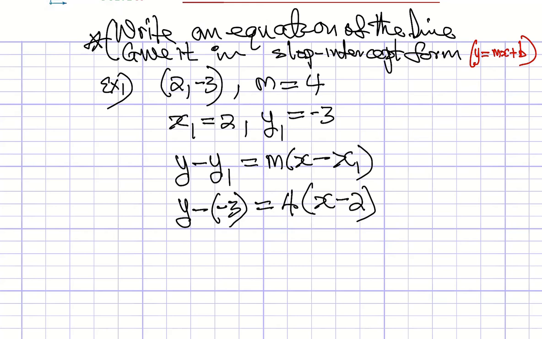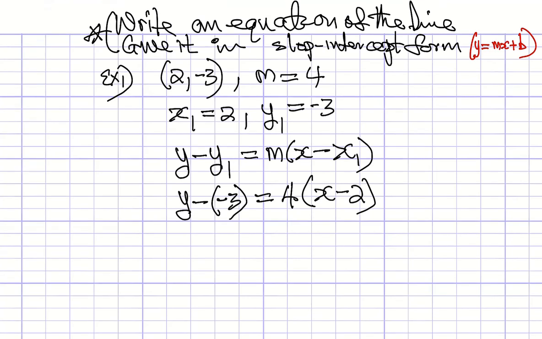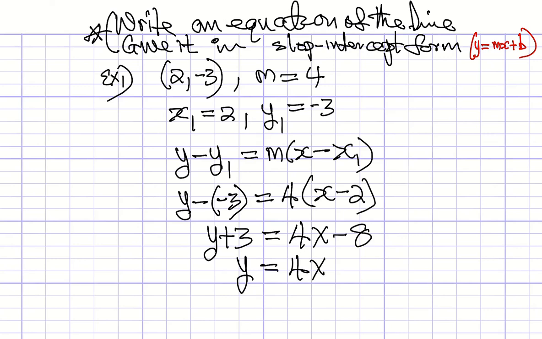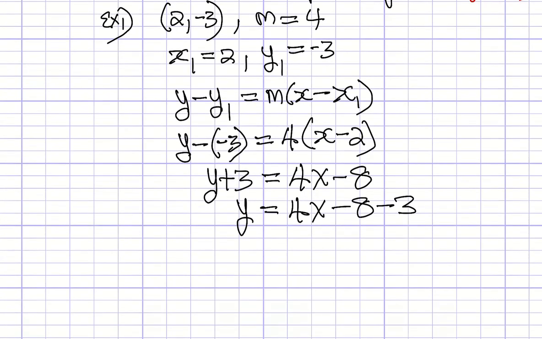So basically once you put everything in, then slowly you simplify things. That's all you gotta do, see? So this one becomes negative times negative is positive, y plus 3 is equal to 4x minus 8. You see it there, right? And then you move 3 to the other side. You say y is equal to 4x minus 8 minus 3, okay? You see that, right? So there is nothing to be confused about.